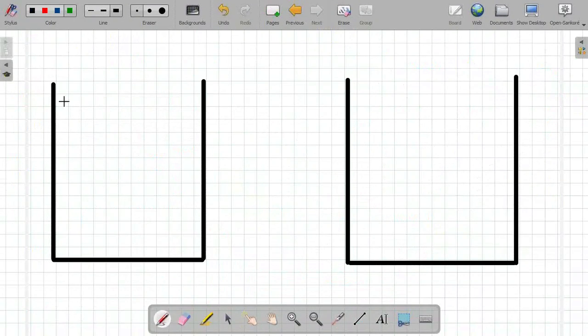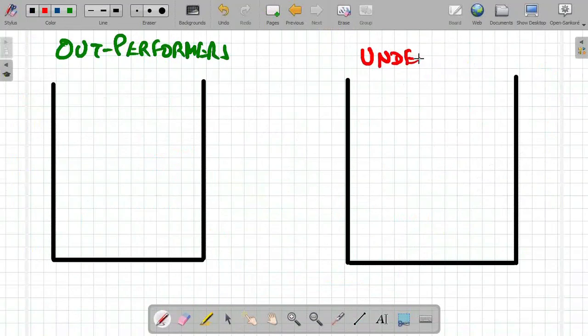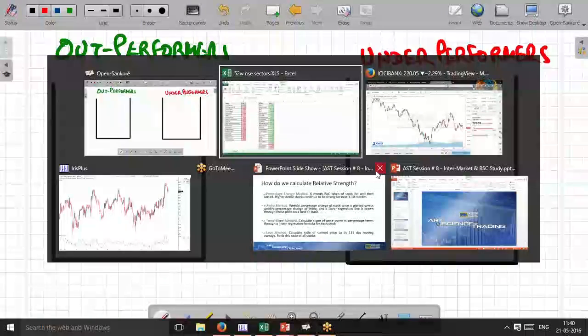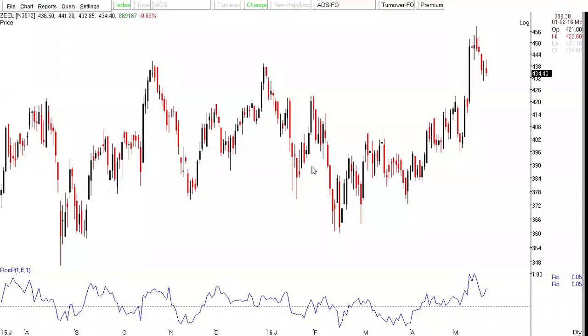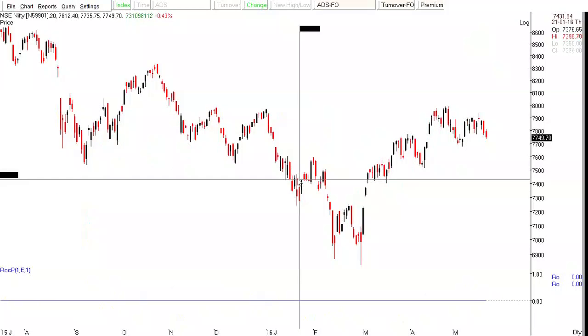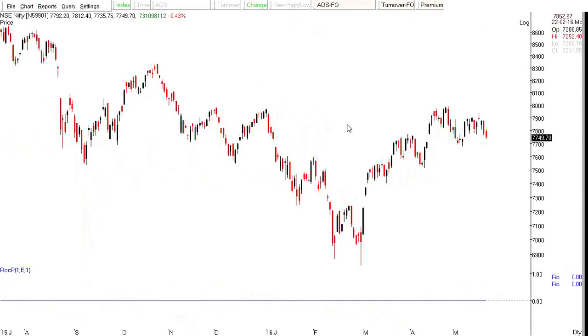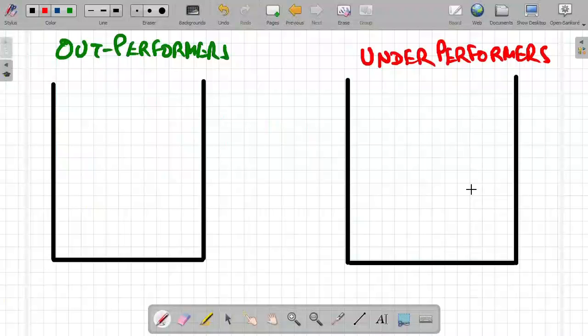So let's call this outperformers, and let's call the other underperformers. Let's start with a top-down approach, like you do for your fundamentals. Let's go to our software. If I open the daily chart of Nifty, you can clearly see that the line has gone horizontal. Screen is not updating for Mr. Jace.